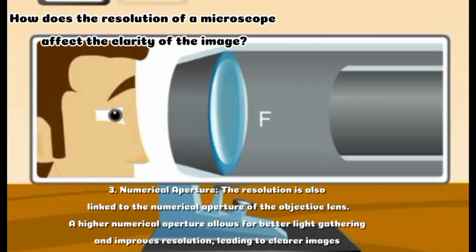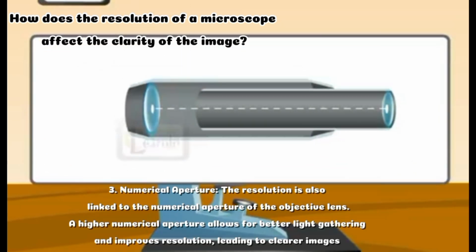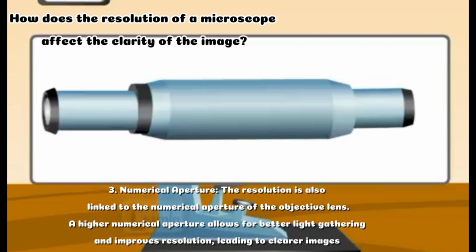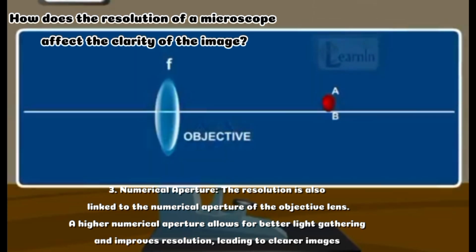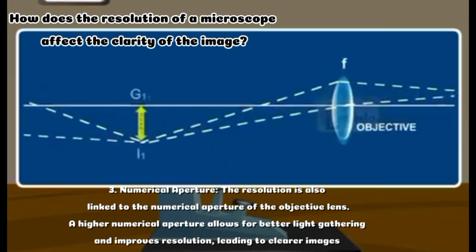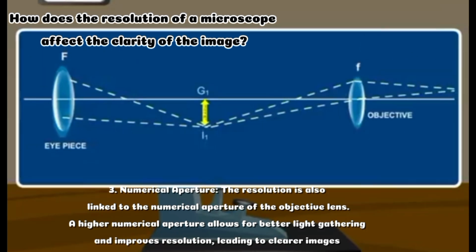Number 3. Numerical aperture. The resolution is also linked to the numerical aperture of the objective lens. A higher numerical aperture allows for better light gathering and improved resolution, leading to clearer images.